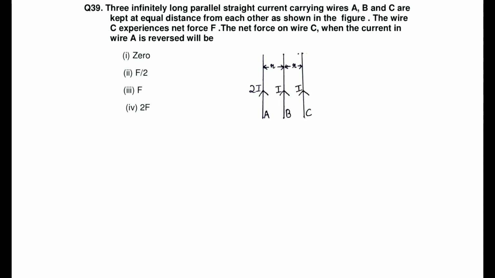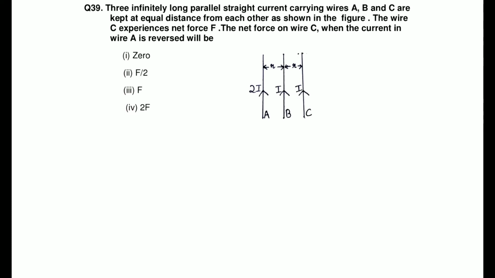Obviously, this net force F is experienced because of the current flowing in your wire A and wire B. The question asks for the net force on wire C when the current in the wire A is reversed. So what will happen to the net force F if the current, which is flowing like this right now, is reversed in direction? What is going to happen to the net force experienced by the C wire? We have 4 options: 0, F by 2, F and 2F.